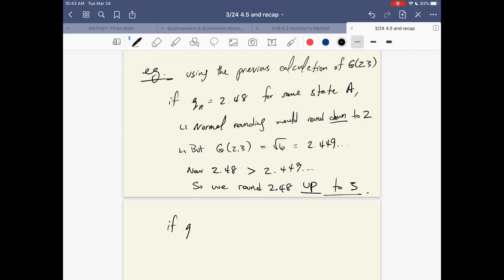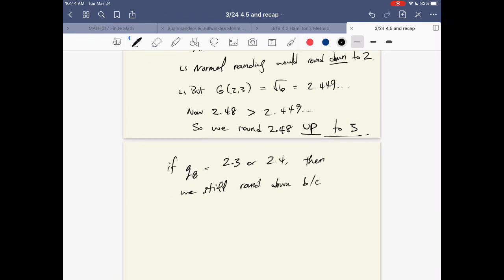If Q sub B is like 2.3 or 2.4, then we still are going to round down, because we're still less than the geometric mean. We still round down, because 2.4 is less than the geometric mean of 2 and 3, which is 2.449. Good. Okay, so what are we going to do next?